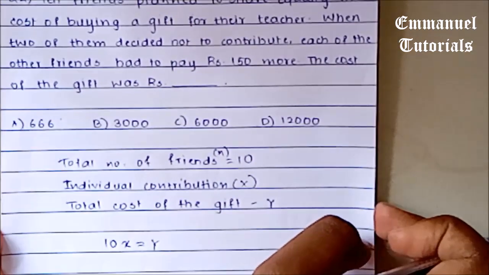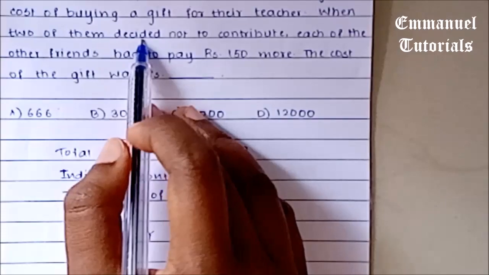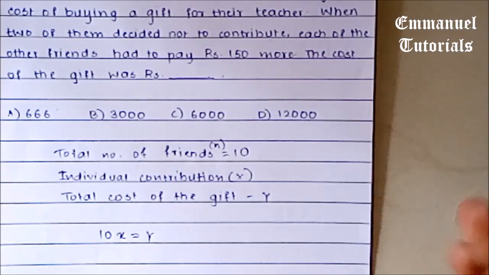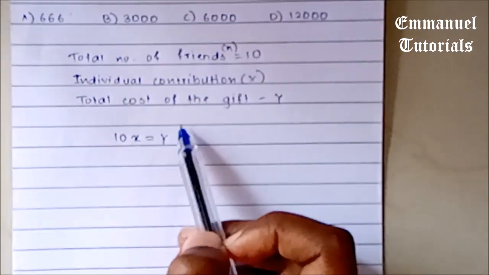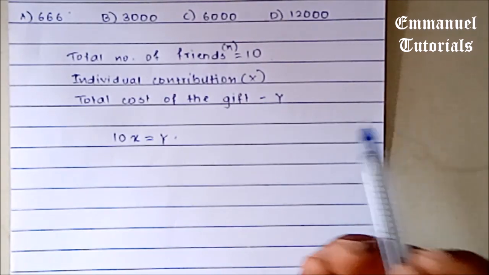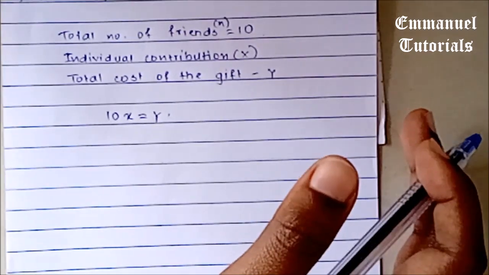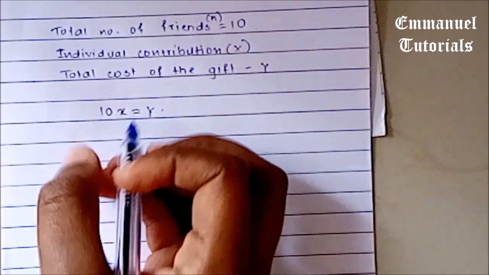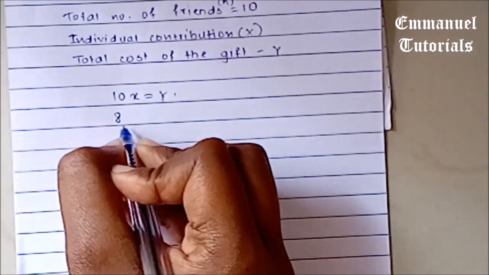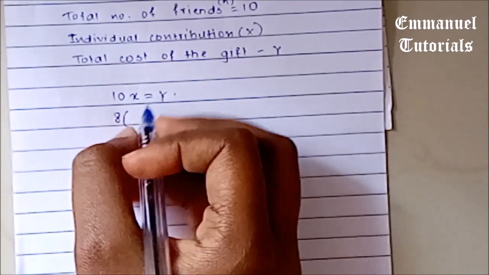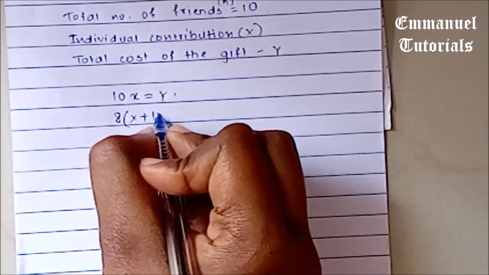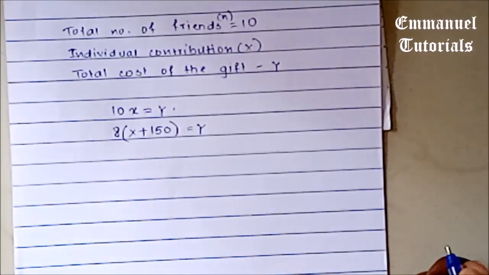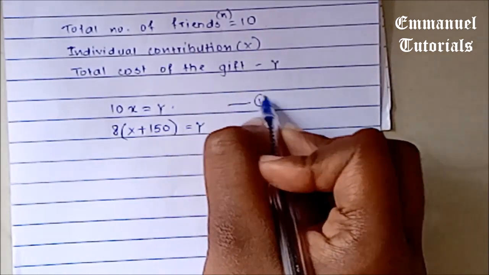Now we'll see the second part of the question. It says, when 2 of them decided not to contribute, each of the other friends had to pay rupees 150 more. So of these 10 friends, 2 of them have decided that they won't contribute for the cost of the gift. So now only 8 of the friends will be paying, and because 8 of them are paying, each of them has to pay 150 more. So this equation can be written as 8 multiplied by, to their individual contribution they have to pay 150 rupees more, and on doing this they will get finally the total cost of the gift. These are the two equations that we have.